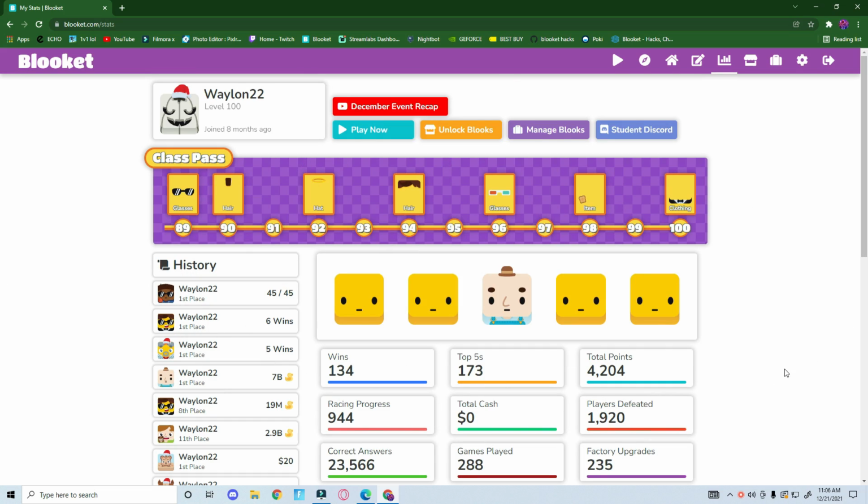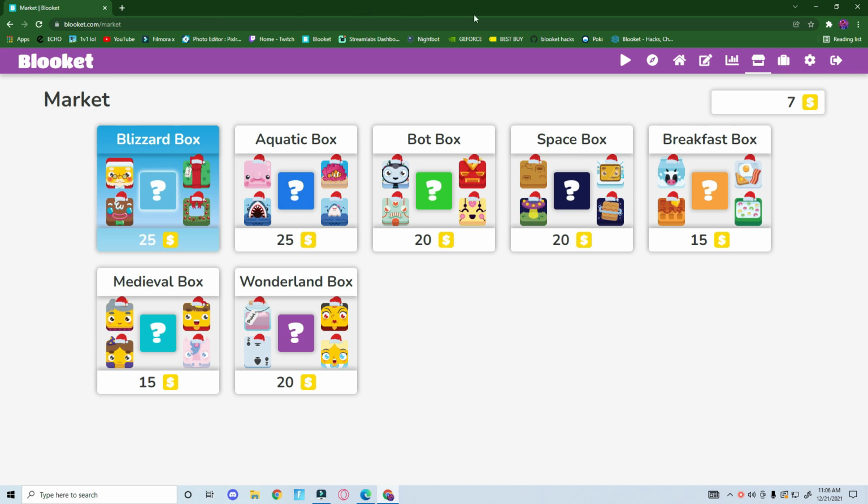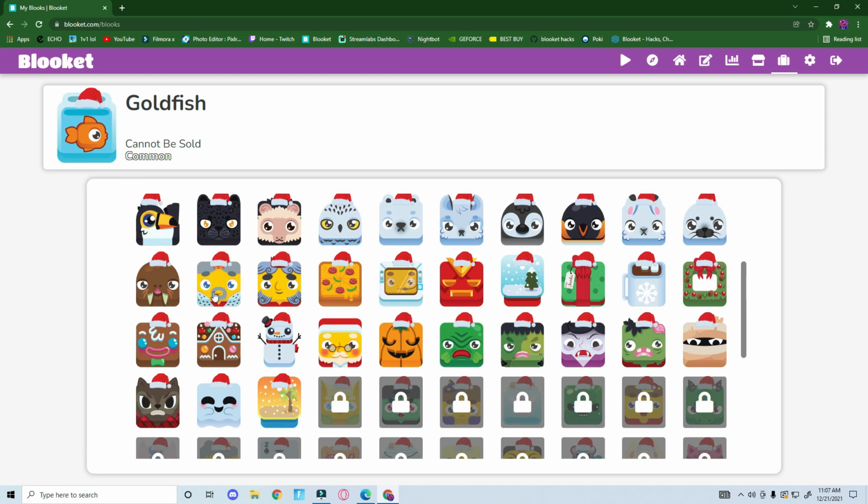And if you're wondering about what's going on here, it's just some secret meeting. And in the last update, they added Santa hats to every Blooket. But how's the goldfish wearing a hat? But anyways, on to selling my legendaries.